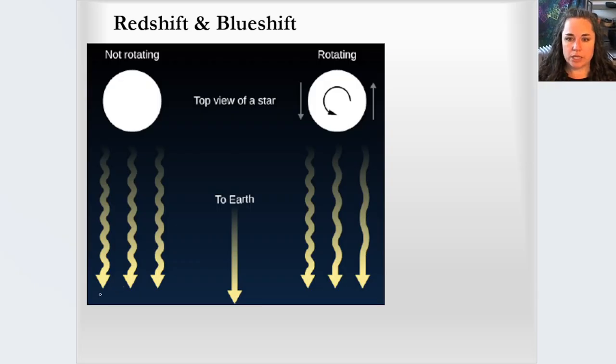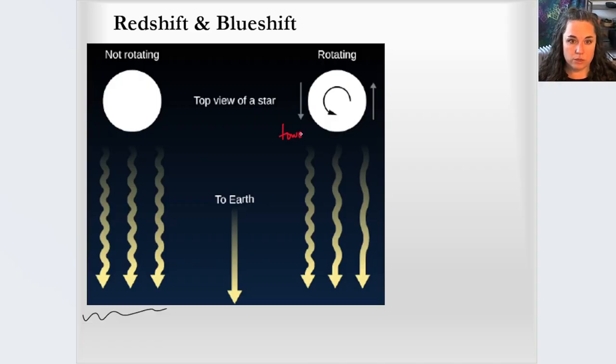If it's not rotating, then all of the light coming from that object is not going to be shifted at all. But what we're looking at, and you may be familiar with these terms of redshift and blueshift, is how we get redshift and blueshift, and what that says about if an object's moving towards us or away from us. So when we're looking at a rotating star, it's big enough and rotating fast enough for us to notice that there's a side that's moving towards us.